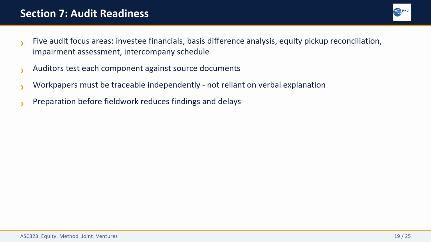Audit readiness for equity method investments comes down to one principle. Your work papers must tell the complete story without verbal explanation. Every number must trace to a source document. Every judgment must be documented with the rationale. The 5 audit areas: investee financial statements, basis difference, equity pickup, impairment, and intercompany, are the 5 places where auditors will dig, and being prepared in all 5 before fieldwork begins is the standard to aim for.